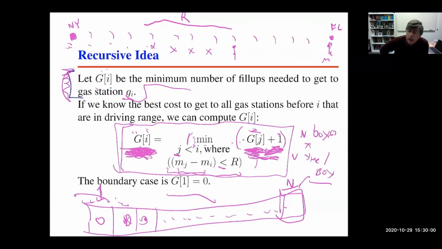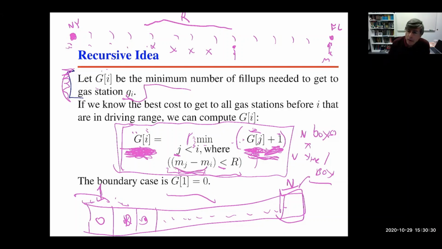Any questions about that? Any questions about where that comes from? The worst case for this running time algorithm would occur if R was equal to N. Remember, R is a driving range. It's comparing miles, not N's, right?